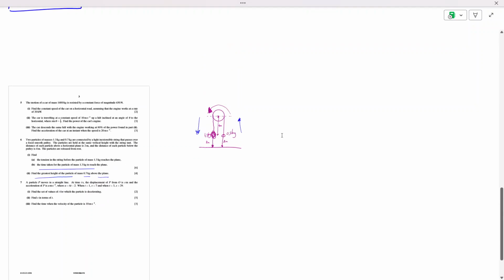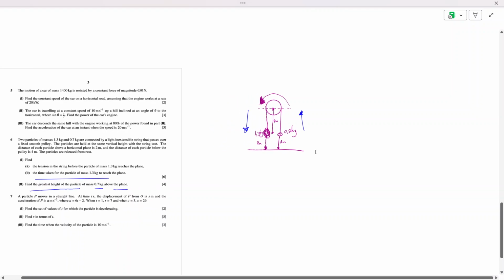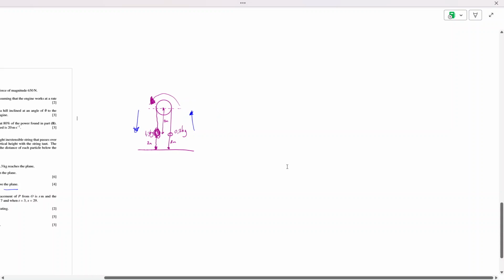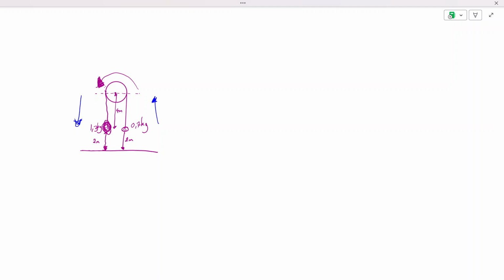So I'll play out the scenario that we have for question 6 part 2. This is what happens. So I'm going to draw the scenario.